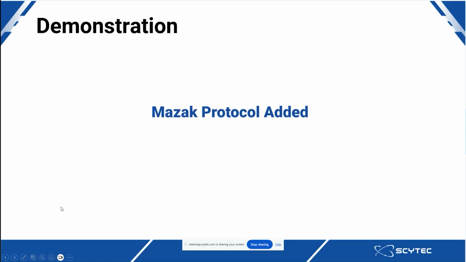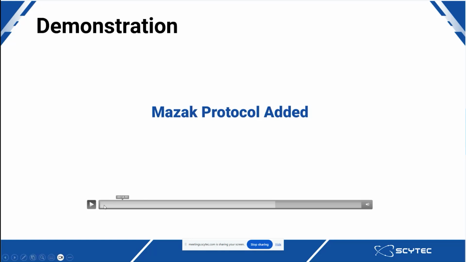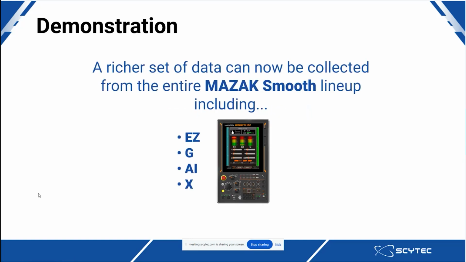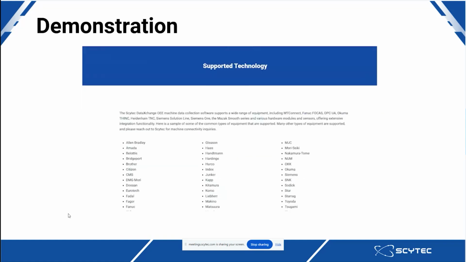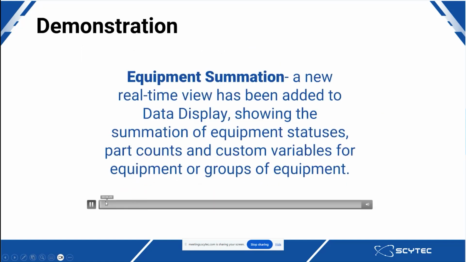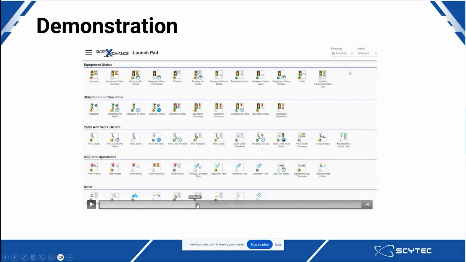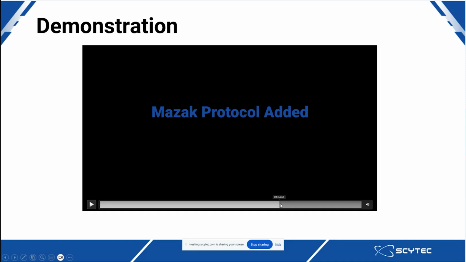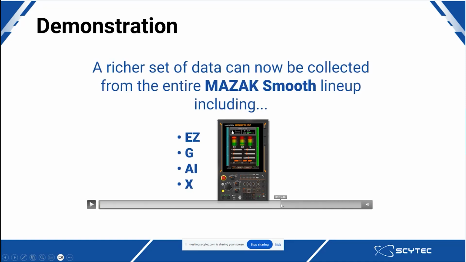So as I mentioned as well, we also have direct access to the Maszak protocol now. And this gives DataXchange end users with Maszak equipment a richer set of data that can now be collected through the entire Maszak Smooth controller lineup, including the EZ, the G, the AI, and the X controllers that are available on the Maszak Smooth lineup.